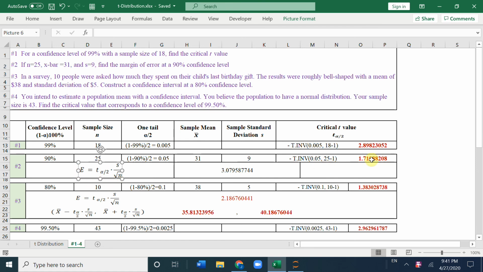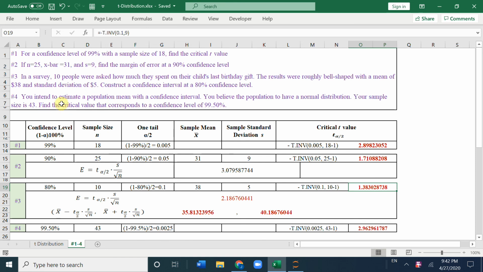The second question, we have the formula for the margin of error. First you get the critical t-value, then you can get the margin of error. The third question, we have the formula for the lower bound and upper bound of the confidence interval. So you get a critical t-value, get the margin of error, then the sample mean minus the margin of error gives you the lower bound, and then the upper bound.